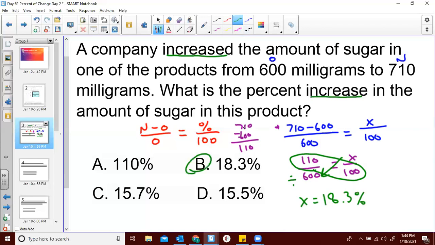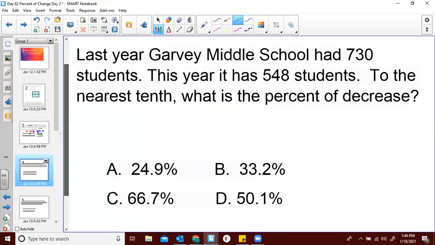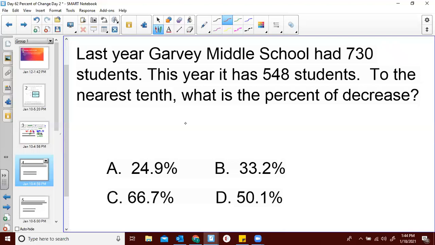All right, I'm not going to do this step for all the problems, or for any more of them, really. As we've talked about in class, you can do that on Desmos, just to save some video time. Again, we are going to start off with our formula. Remember, new minus old over old equals percent of change, which we're looking for, over 100. So last year, the Garvey Middle School had 730 students. This year, it has 548 students. All right, what is the percent of decrease?